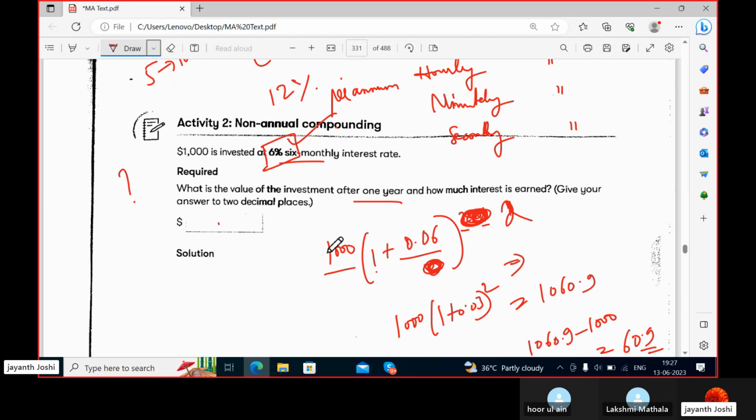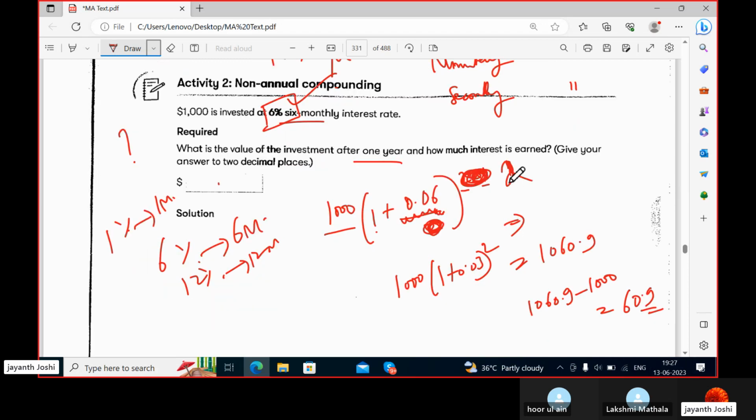See, did you understand the difference? 1,000 is invested at 6%, 6 monthly interest rate. That means 6% for 6 months, 12% for 12 months, 1% for 1 month. So since it is semi-annual, 6% for 6 months, it will be 12% for the entire year. Okay. So I have taken square and I did not divide this. Why? Because it was 6 monthly rate. Now you calculate what is the answer, you tell me.